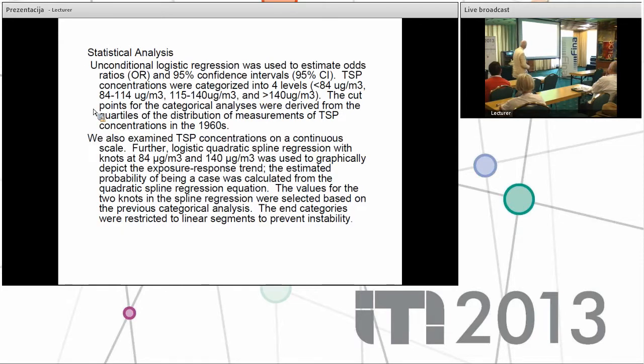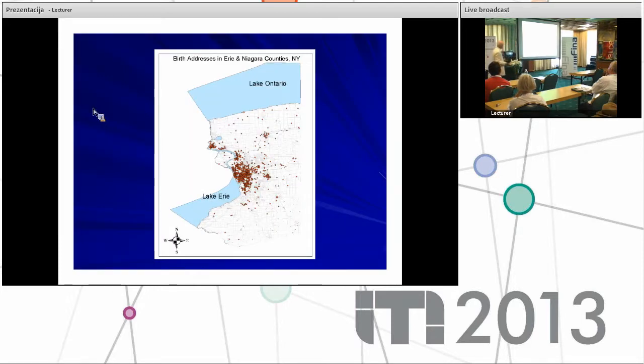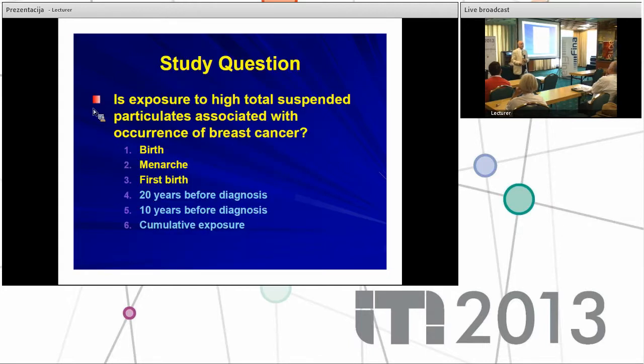Then we took each woman, and we used ArcGIS 8.0, right? We used unconditional logistic regression, and we wanted to look at their exposure to these air pollutants. We used logistic quadratic spline regression to model the risk. And this is Buffalo, New York. This is Lake Erie. And these are the two counties. And these were the birth addresses, just the address at the time of birth of the women with breast cancer and the controls.